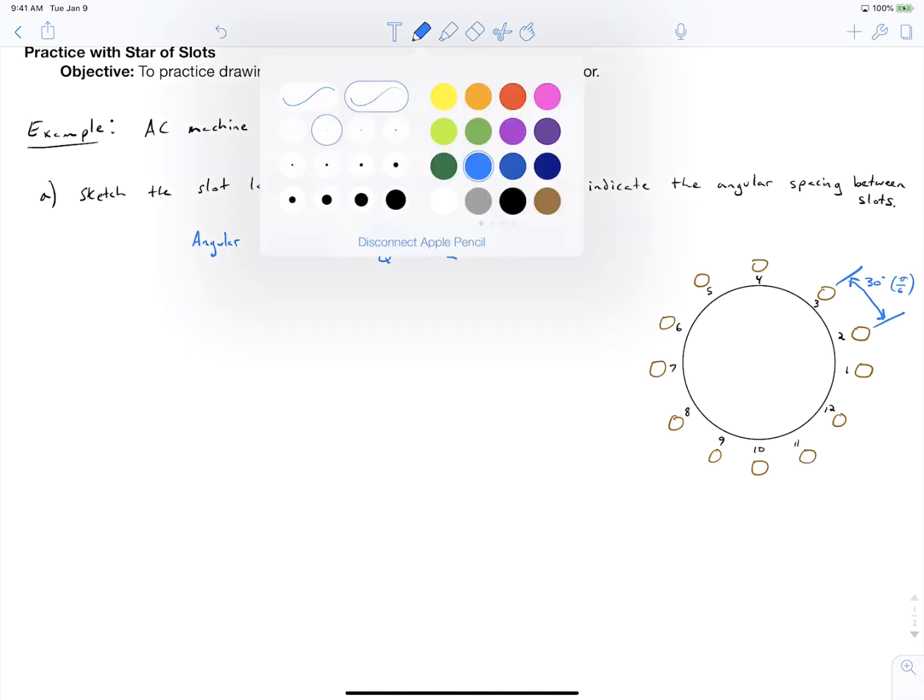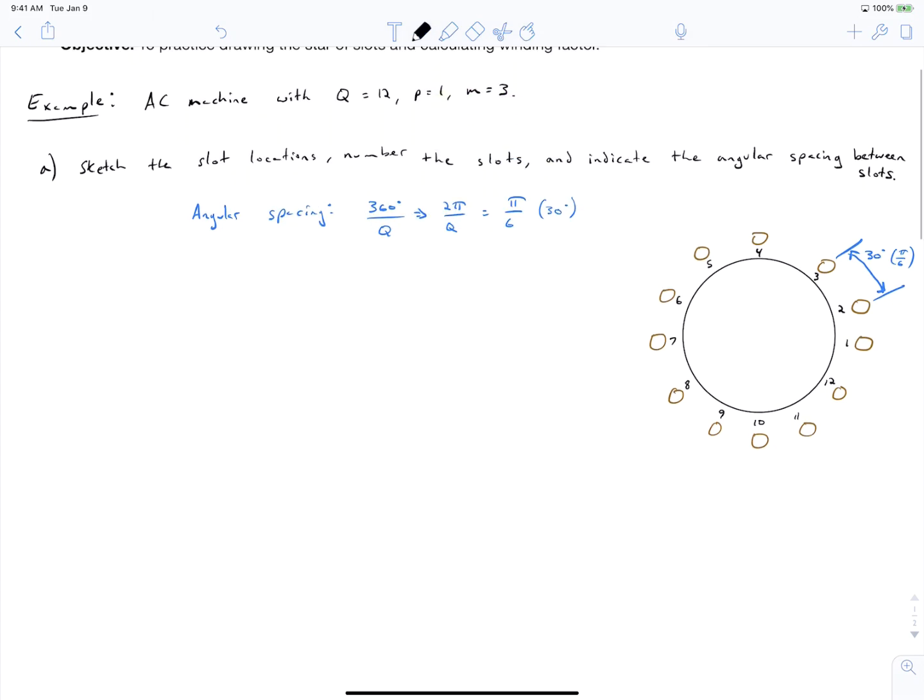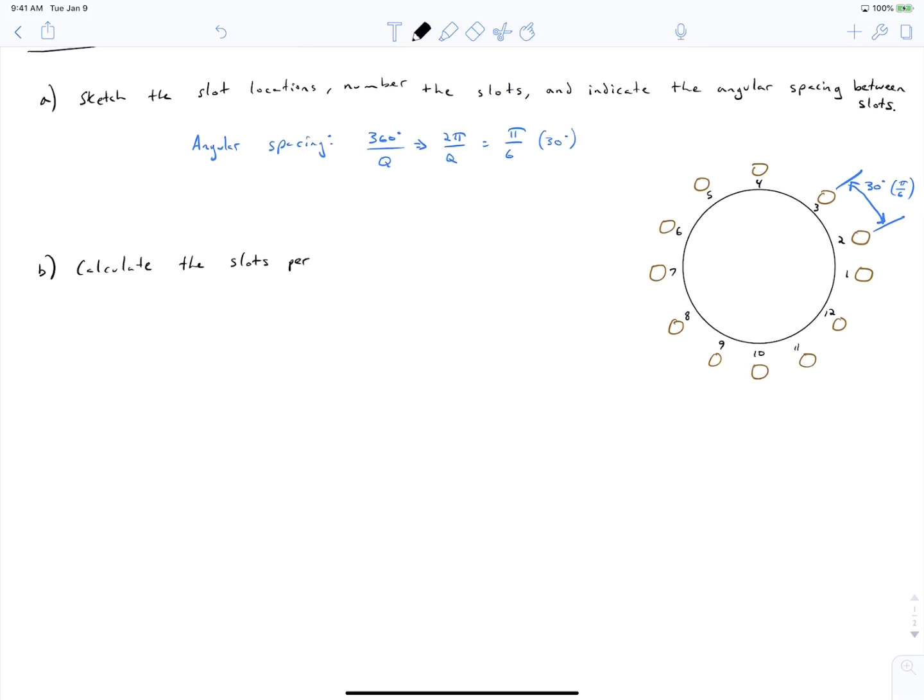Now in part B, I want you to calculate the slots per pole per phase of this machine. Press pause now and press play when you're ready to resume. You should have found a value for your slots per pole per phase of 2.